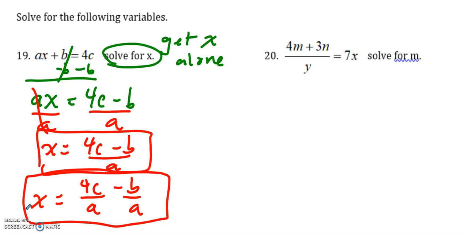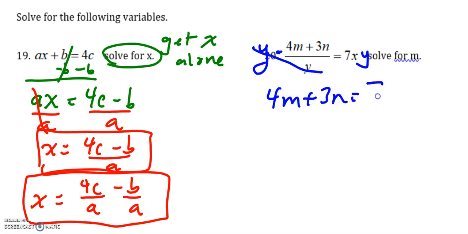Number 20, I notice that I do have a giant fraction, and the y is causing the problem, and that is the reason the fraction exists. So just like a couple earlier problems, I am going to multiply both sides by y first, cross these out, get 4m plus 3n equals 7 times x times y, which you can just write as 7xy.